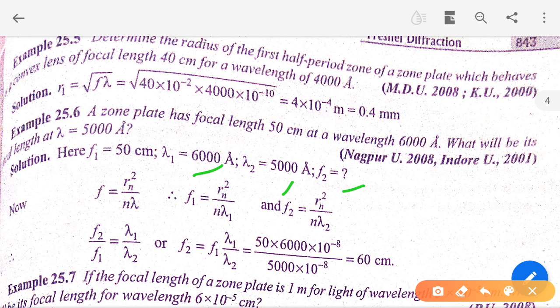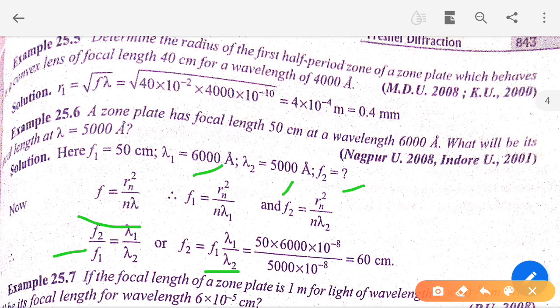But we know that the formula is f equal to r square by n lambda for the first one. Putting this for f1 and f2, we get f1 equal to r square by n lambda 1 and f2 equal to r square by n lambda 2. Comparing both, n cancels and r cancels, so we do not need any radius. So f2 by f1 is equal to lambda 1 by lambda 2, that is, f2 equals f1 into lambda 1 by lambda 2.